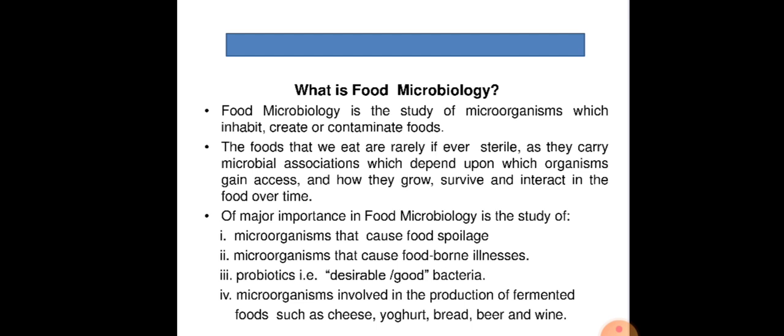And majorly those microorganisms which are involved in the processing of the food sample, or which are utilized for the production of the food sample, the most important of which are the fermented food samples, that is fermented cereals, fermented fruits, fermented vegetables, then fermented beverages including beer and wine, then fermented milk products like cheese and yogurt, such different types of fermented food products. So this is some general or basic information related to food microbiology.